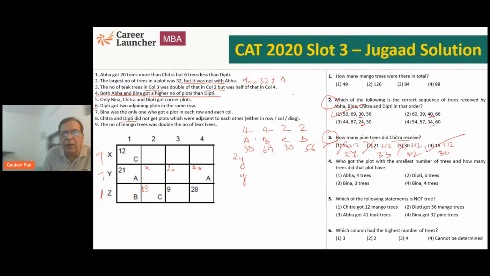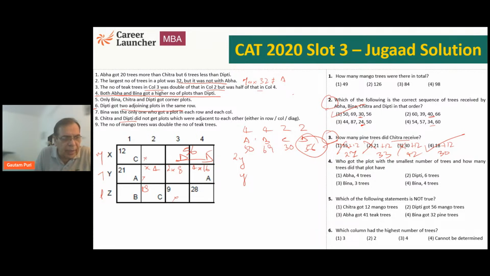The only possibility of this X, 2X, 4X is going to be 16. Okay. And then you can say C and D do not get plots which are adjacent. So D cannot get any of these. And D needs 2 adjoining plots. So these two have to be D, and their summation has to be 56. Okay, and that means the only place where you'll be able to fit 32 is obviously here. So this is the sequence.